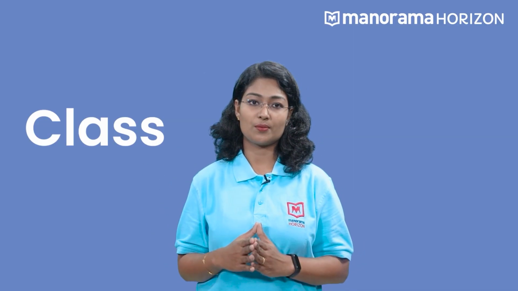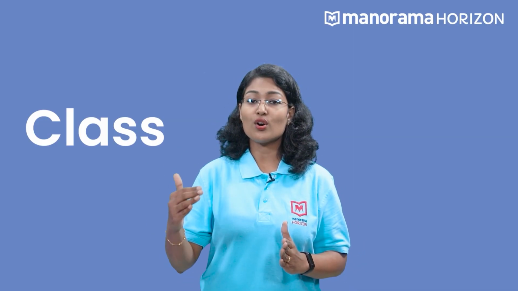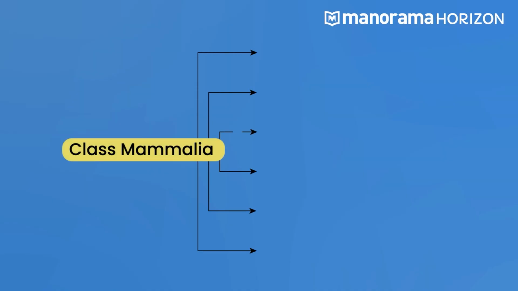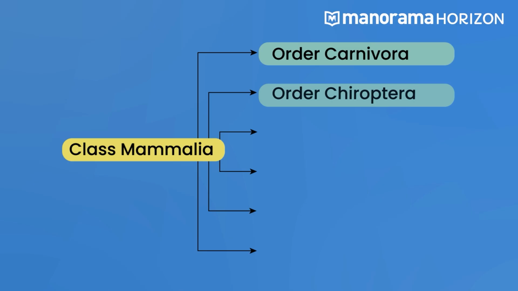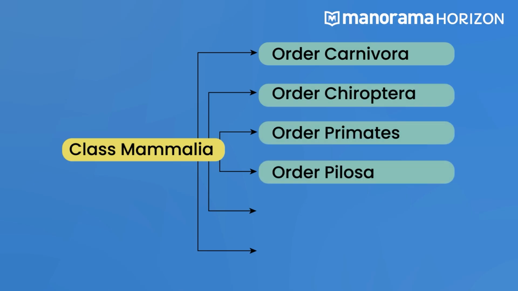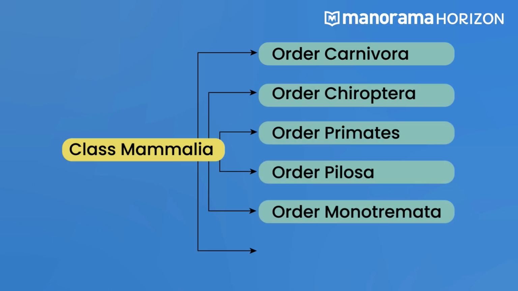The next rank in the taxonomical hierarchy is class. It is a group of related orders. There are many orders under a single class. For example, order Carnivora, order Chiroptera, order Primates, order Pilosa, order Monotremata, order Rodentia belong to the class Mammalia.